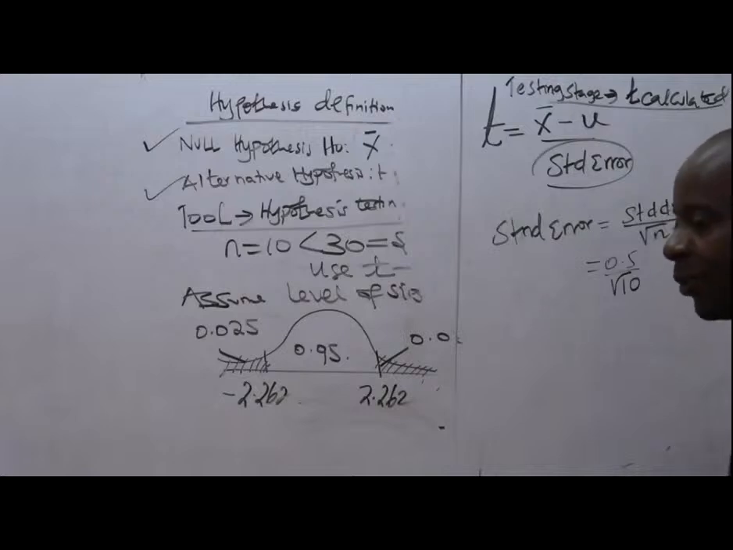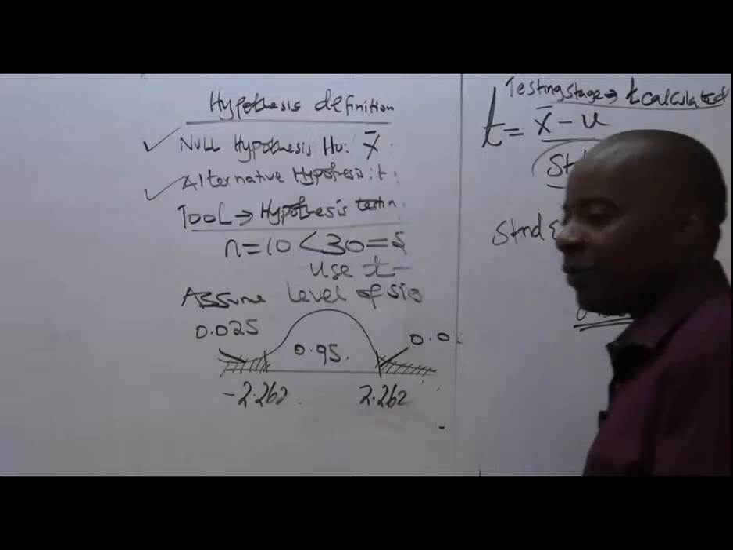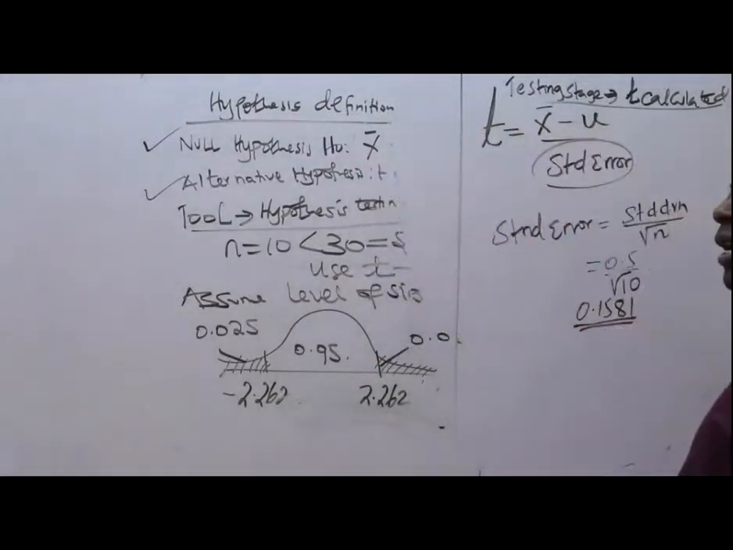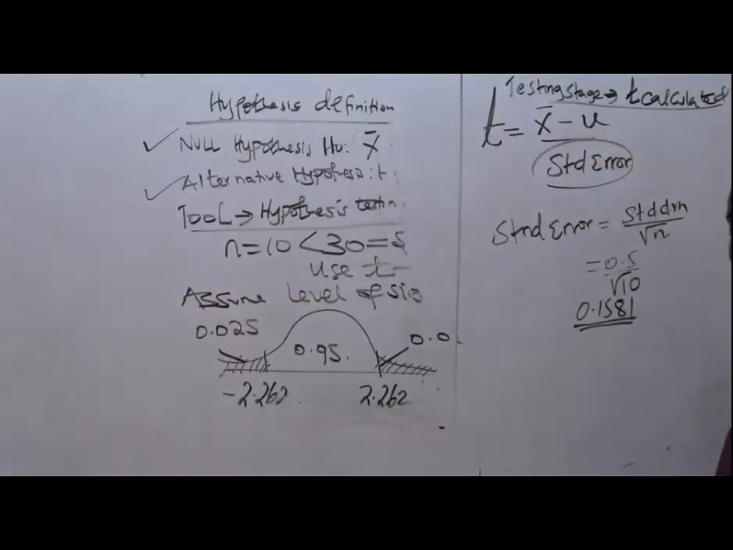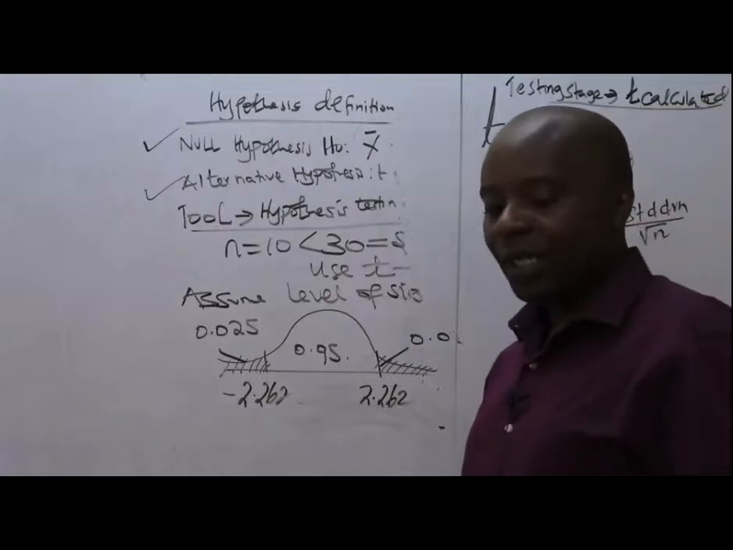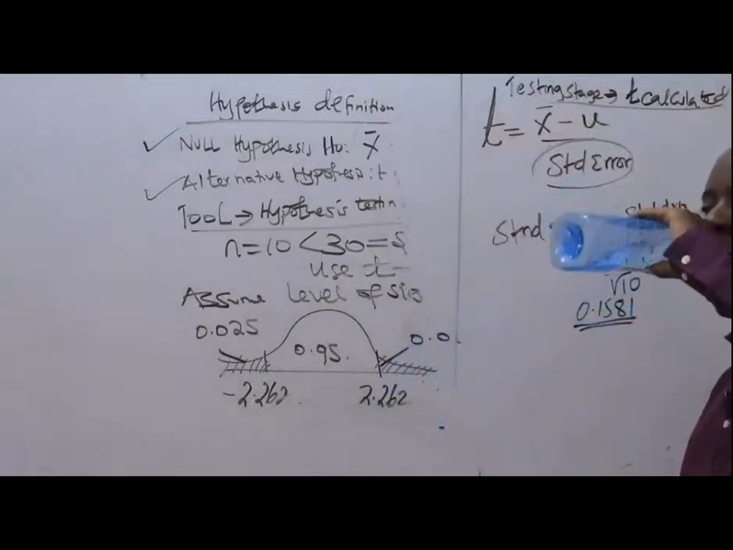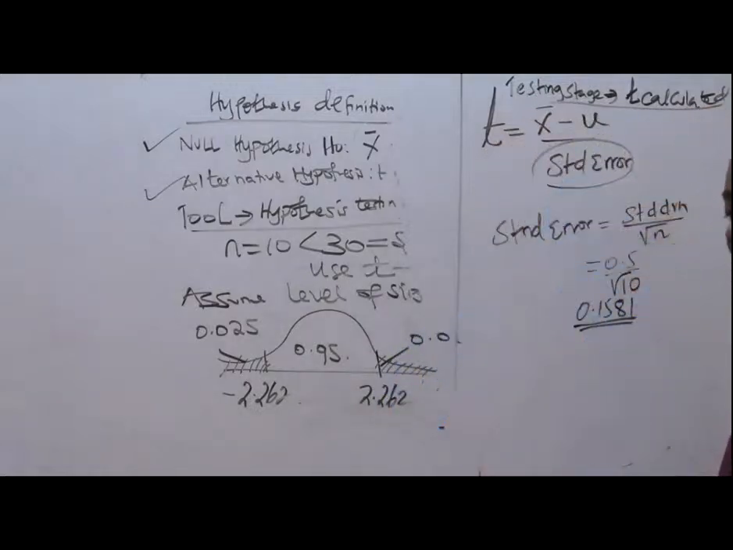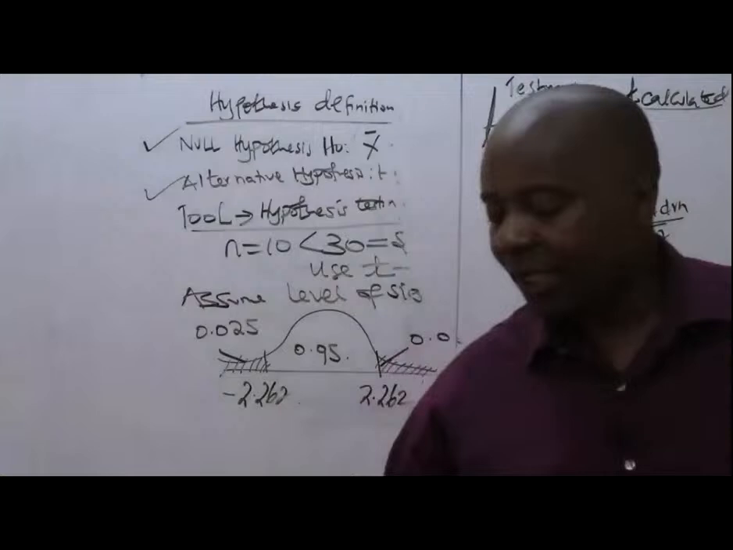So when it tells me it's 0.1581, 0.1581, 0.1581... Thank you very much. So could you kindly try to substitute them up here and give me T? Tell me what we have.